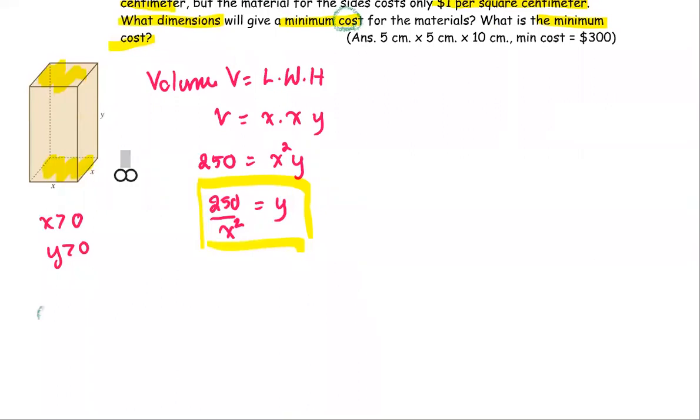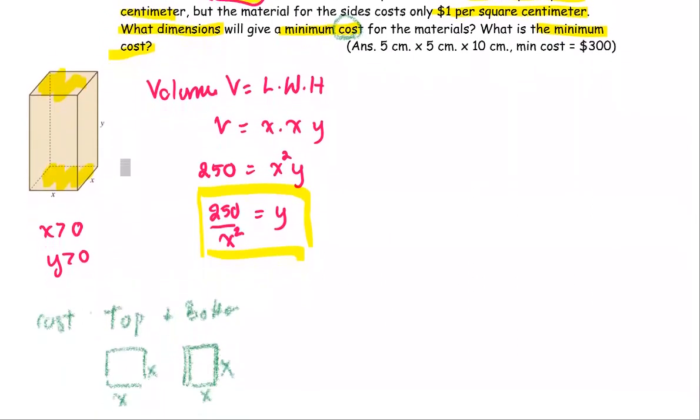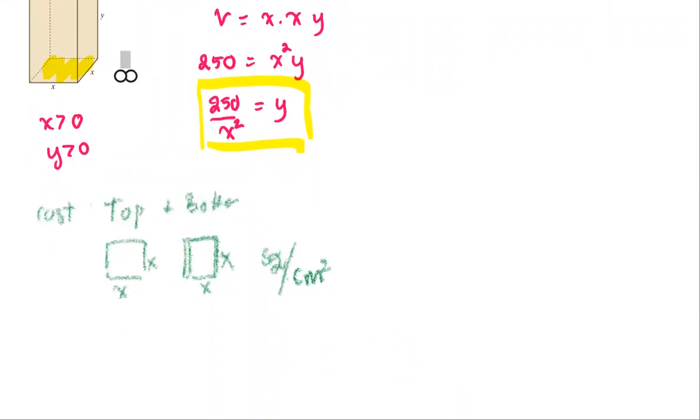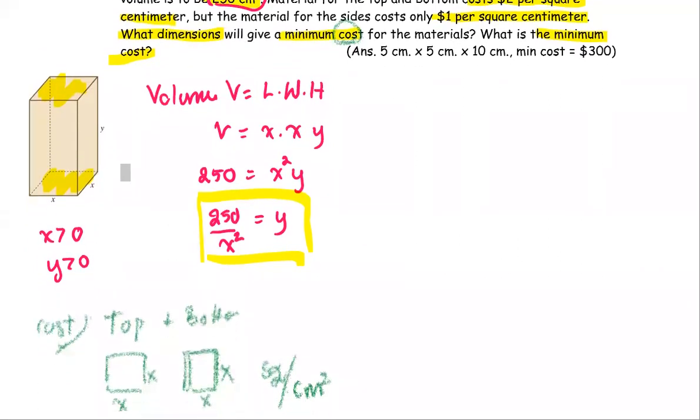So I'm going to put a note here for the cost. For the top and bottom, in the square form, the dimension is X times X, the same squared. The cost is $2 per square centimeter. And then for the sides, we have four sides. The base dimension is X, the height is Y, and we have four of them. The cost of the side material is $1 per square centimeter.